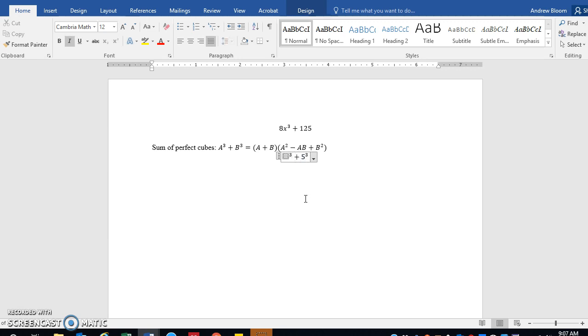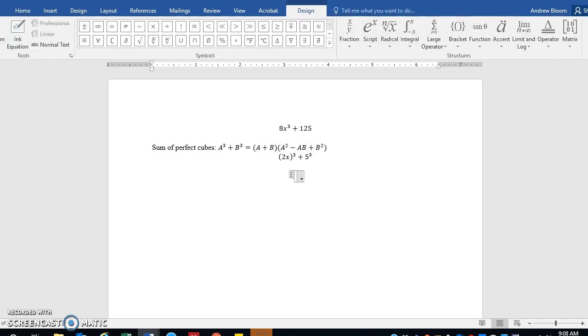The next question is whether or not we could rewrite 8x to the third as something cubed. And like we said, 2 cubed is 8. And x cubed is x cubed. So if we were to look at 2x to the third, that would be 8x to the third. Okay. Now we know what a is and we know what b is in our formula. So we can start to fill things in.